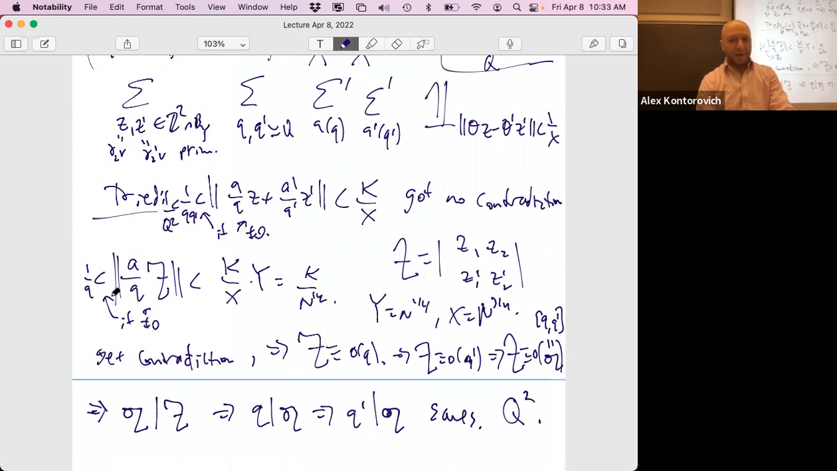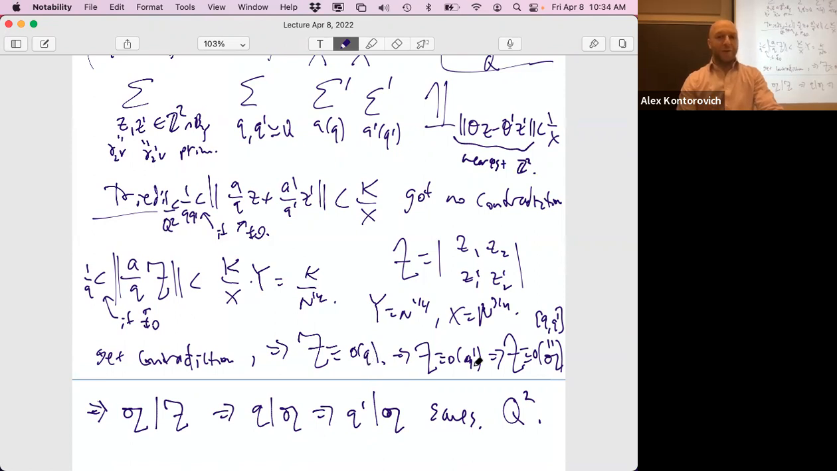Because we saw that this A over Q times Z must have nearest integer 0. Oh, that's the distance to the nearest integer. Yes, this is the nearest integer. And for that to be 0, then it has to be 0. Okay, and that was for little q.